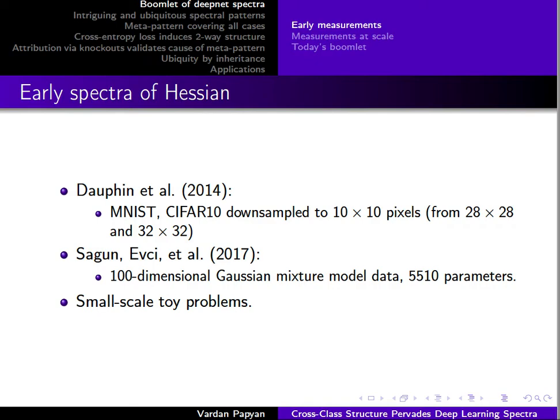And the measurements by Sagun and co-authors were done on 100-dimensional Gaussian mixture model synthetic data and on architectures which had a single hidden layer. And they had 70 hidden units only. And so these are very small architectures.